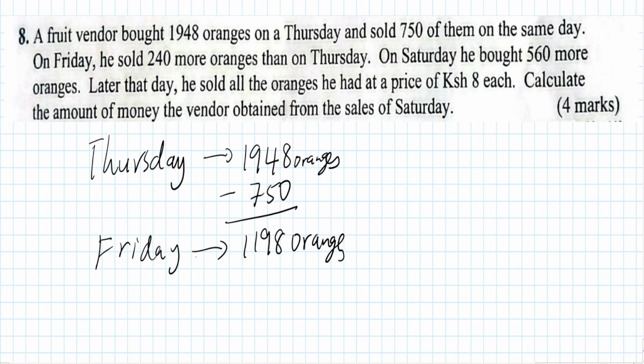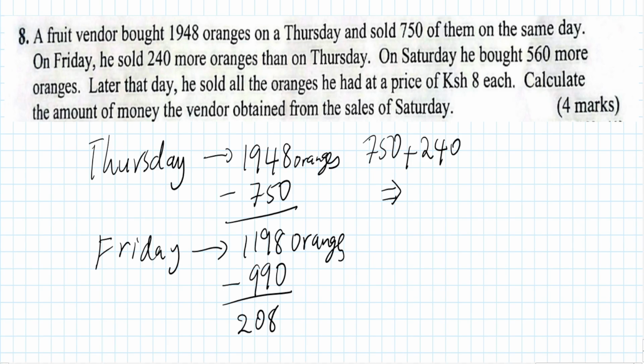Now I've been told he sold 240 more oranges than on Thursday. On Thursday he sold 750, but on Friday he sold 240 more. This is where it confused most of the students. So if you take 750 plus 240, it's going to give you 990. So he sold 990. Let's see how much he's going to remain with. So 1198 minus 990, he remains with 208. So that is how much he remained with.